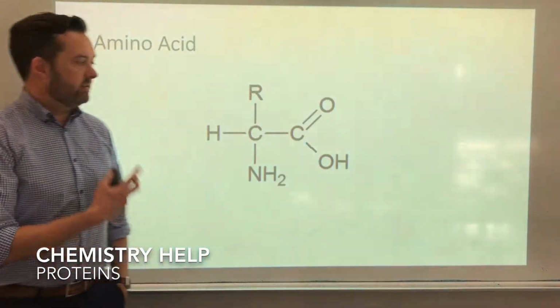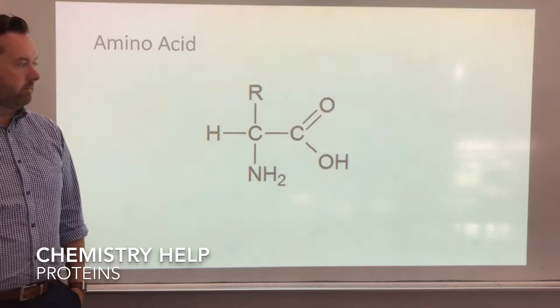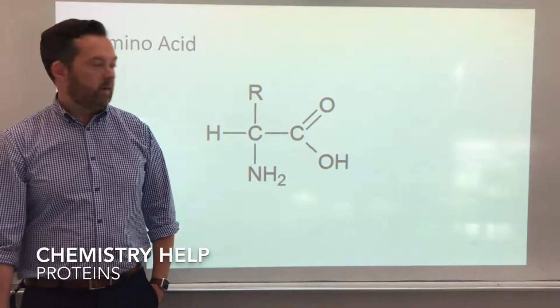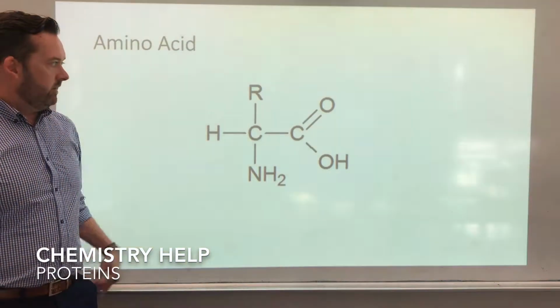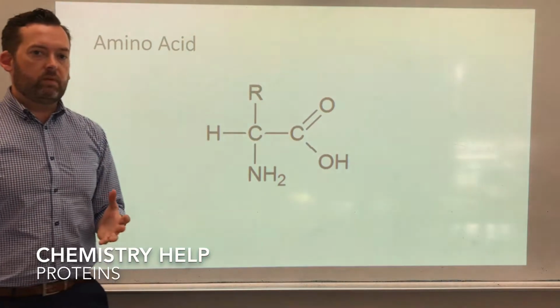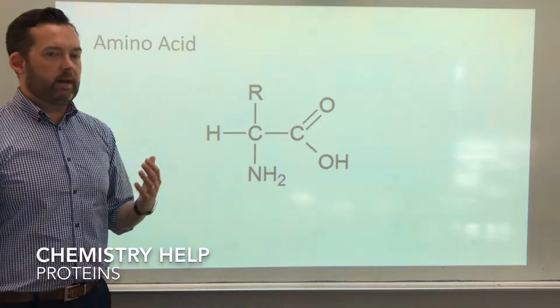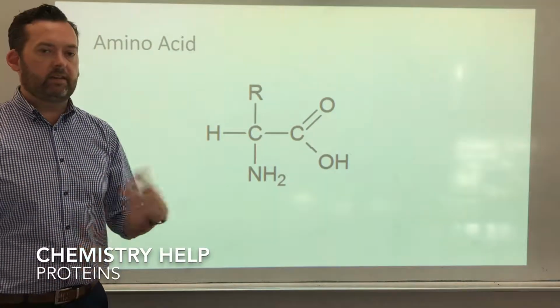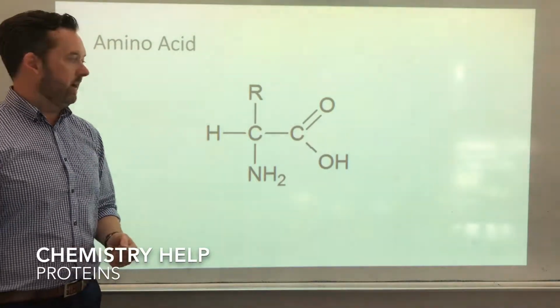Alright, first of all we need to start off with the amino acid. Amino acids are naturally occurring in the human body. There are 20 of them. All 20 are the same except for this R group. This is the thing that differs. Now you don't need to remember them all, they're all listed on your data sheet, so don't spend hours trying to remember the different ones like glycine and lysine, etc. Use your data booklet for that.